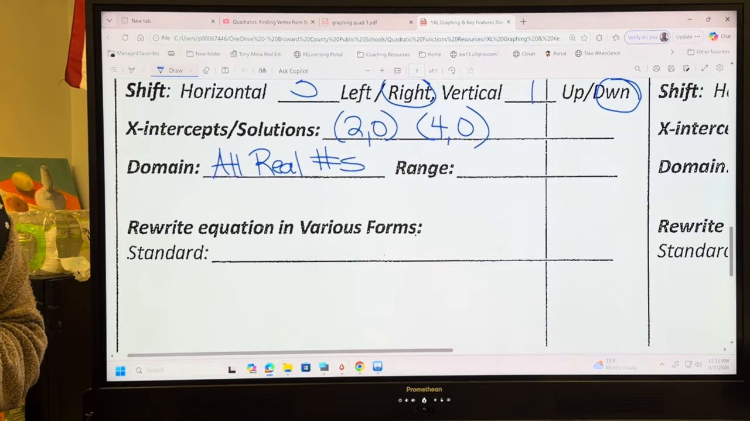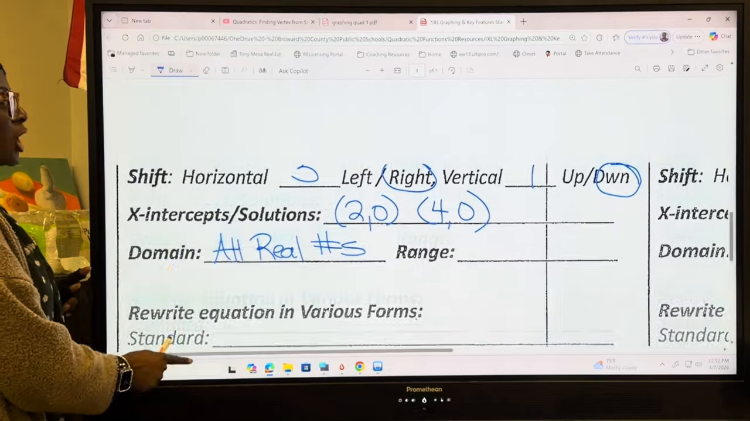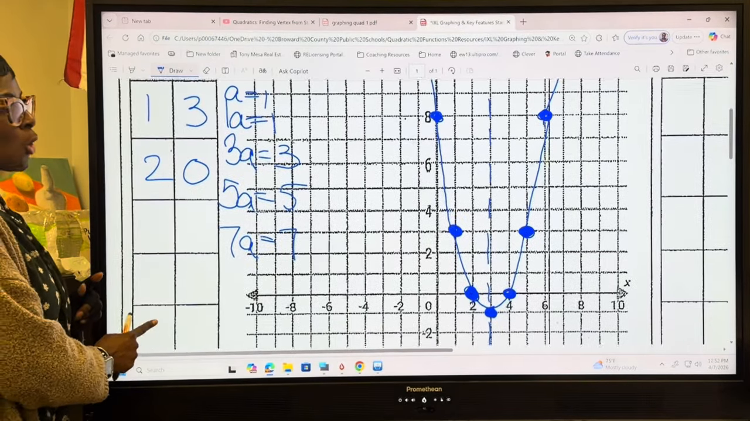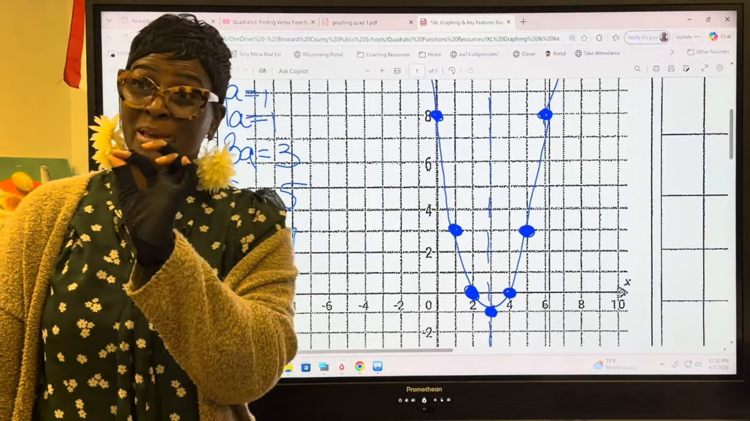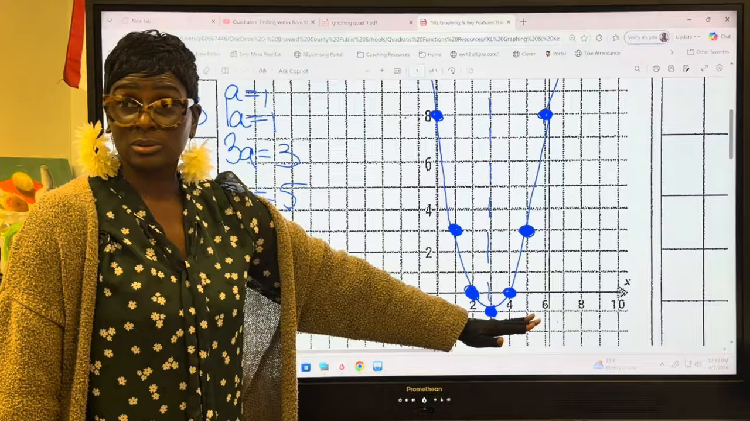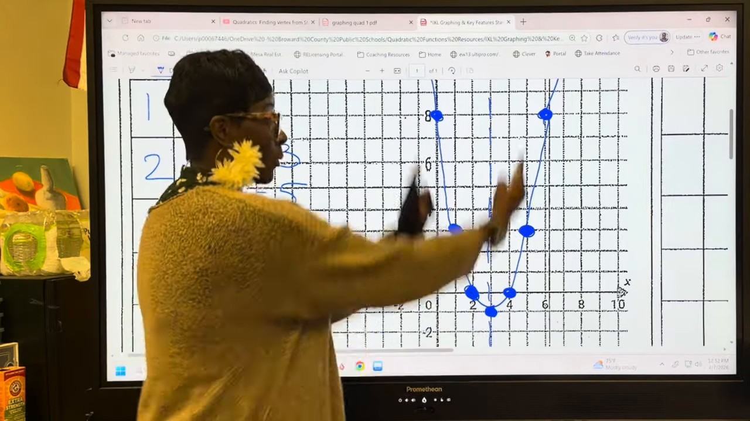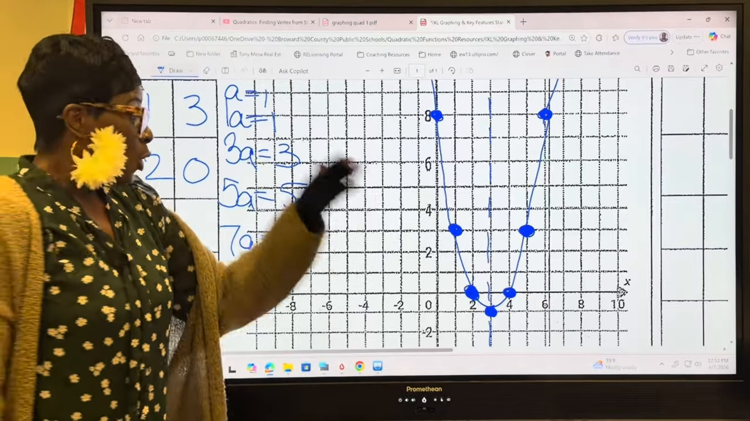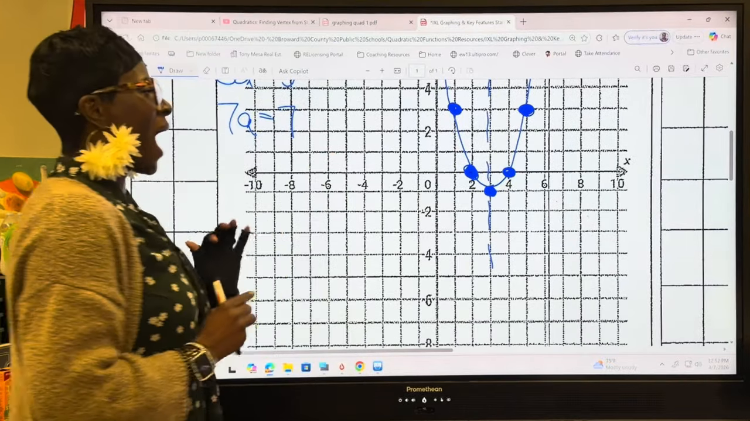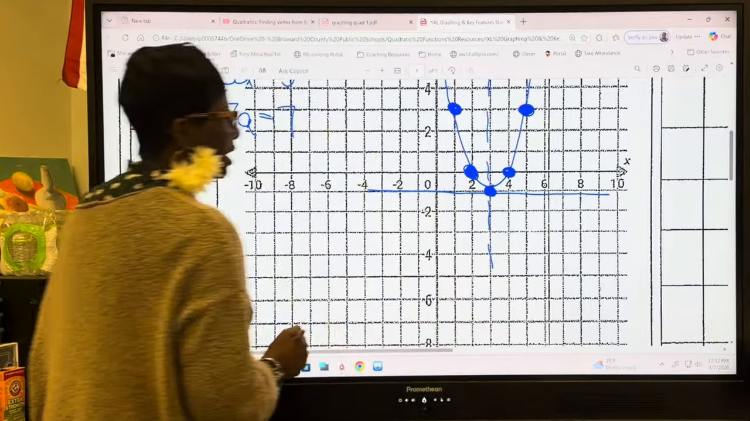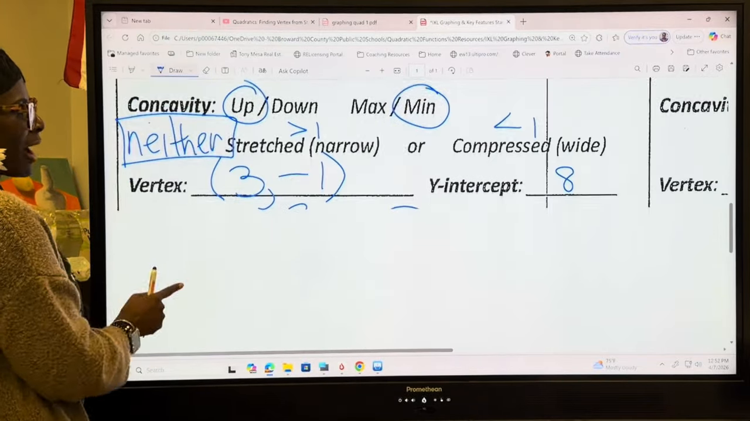Now for the range, it's going to be different when you do quadratic. Why? Because range deals with the y. It's how far up and down. So you told me this thing has a minimum, right? So if it has a minimum, that means it has a lowest point. It goes all the way up forever, but it doesn't go down forever. Are y'all with me? So what is the lowest y? Negative 1. This thing stops right here. Are y'all with me?